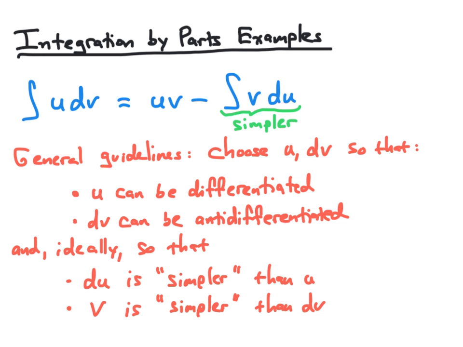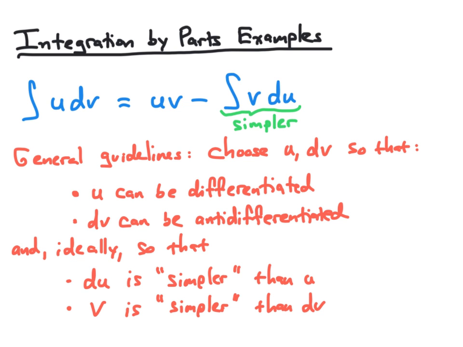As we approach any example using integration by parts, we should keep the following general guidelines in mind in choosing u and dv. First, we always want to pick u so that it can be differentiated, and we want to pick dv so that it can be anti-differentiated. If one of these two things is not possible, then we're not going to be able to find du or v, and therefore not be able to use the right-hand side of our integration by parts formula.